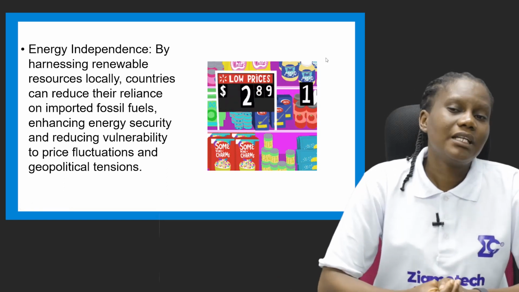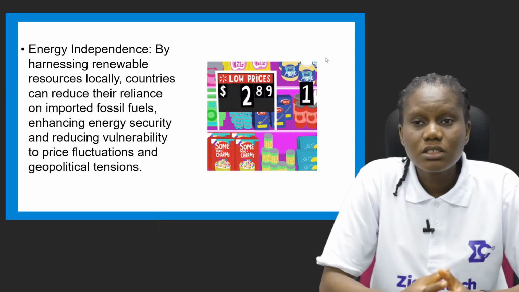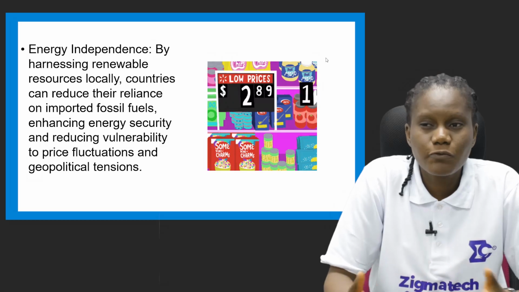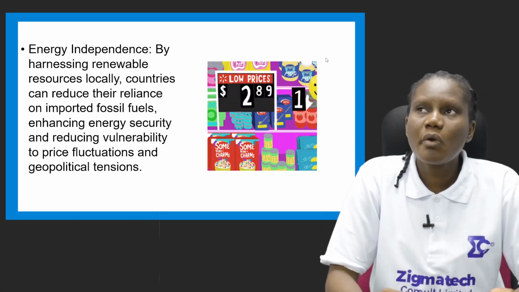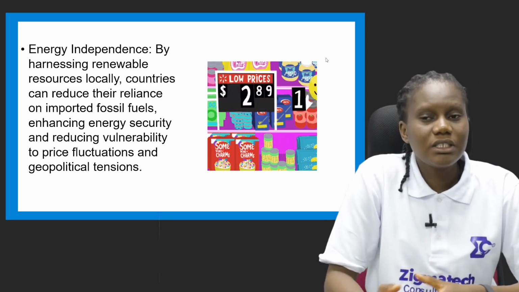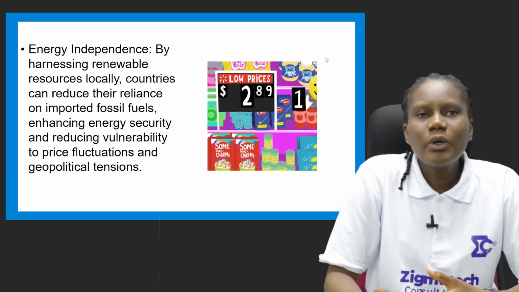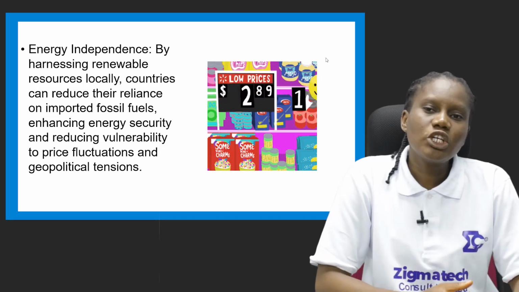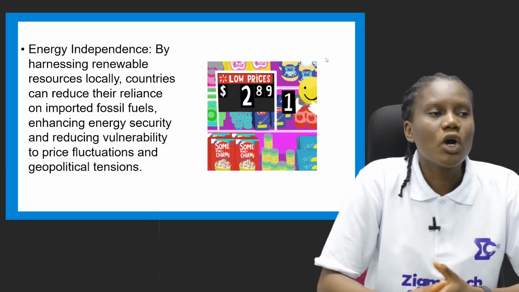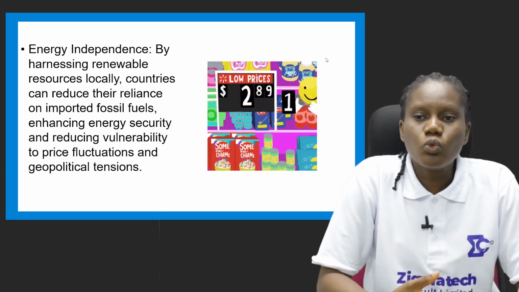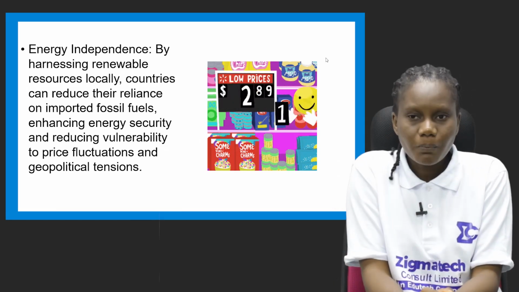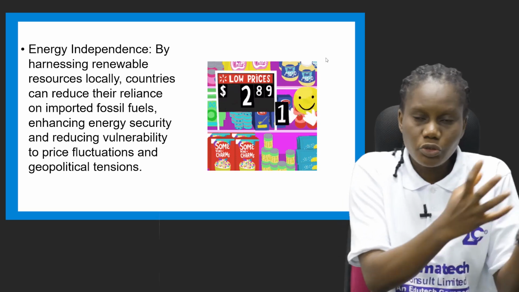Energy independence, that's the next one we are considering. By enhancing renewable resources locally, countries can reduce their reliance on imported fossil fuels. In Nigeria, we're so lucky that we have fossil fuel, but we did not have a refinery until recently when Dangote built one in Lagos. So now, if we diversify and look into renewable resources, such as the biofuel that I talked about, or sunlight, or wind, and we convert them to what can be used, you can see that it will reduce our dependence on imported fossil fuels or imported petroleum.